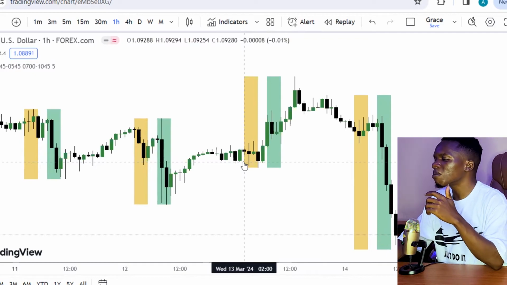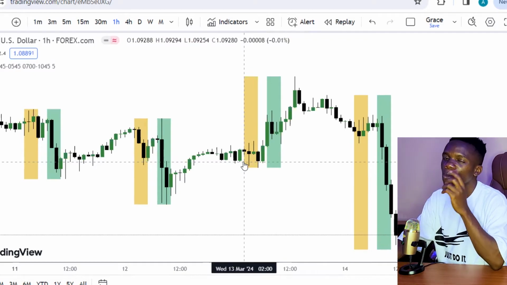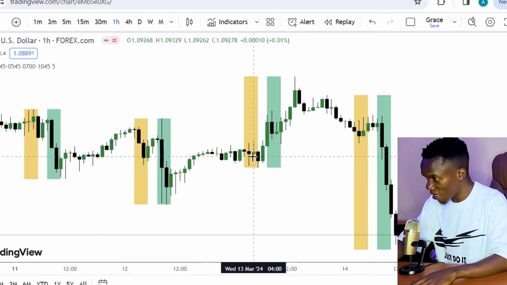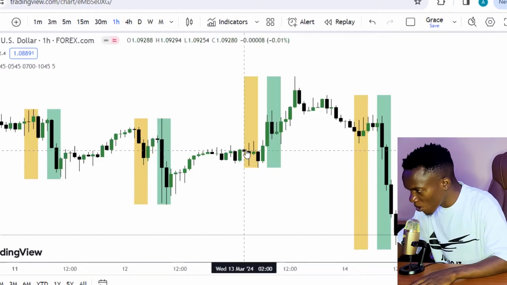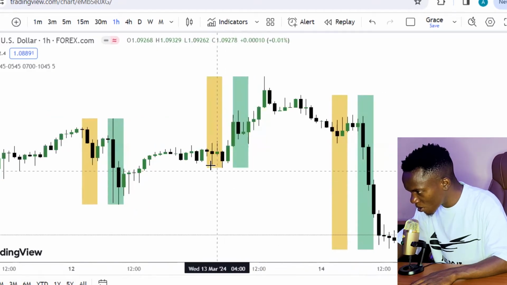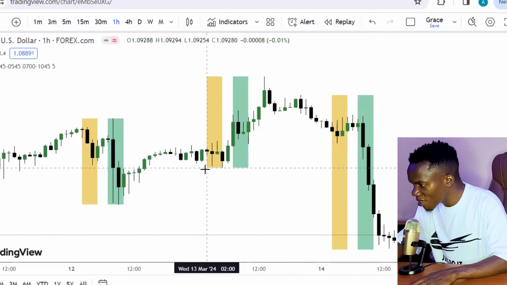Okay, so maybe the algorithm delivered price, but most of the time, 90% of the time, London session must form the low and the high of the day. Okay, so you can see London session formed the low and the high of this day right here, very visible. London session formed the high, the low of this day right here. Okay, and then price expanded.